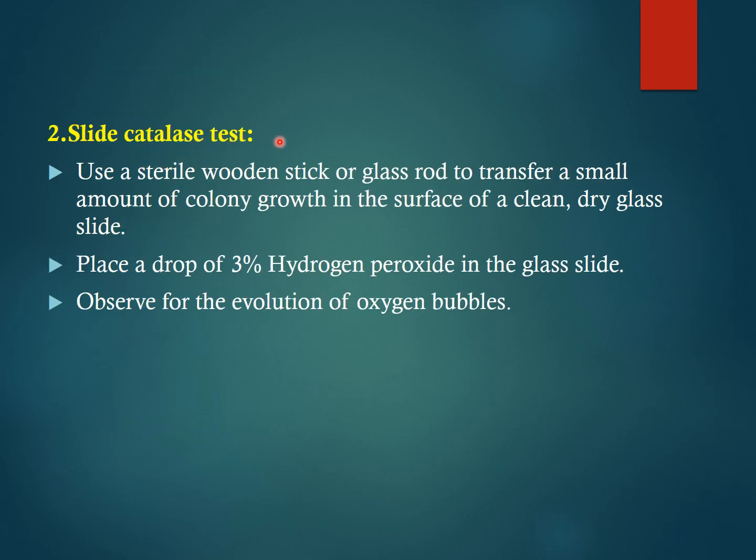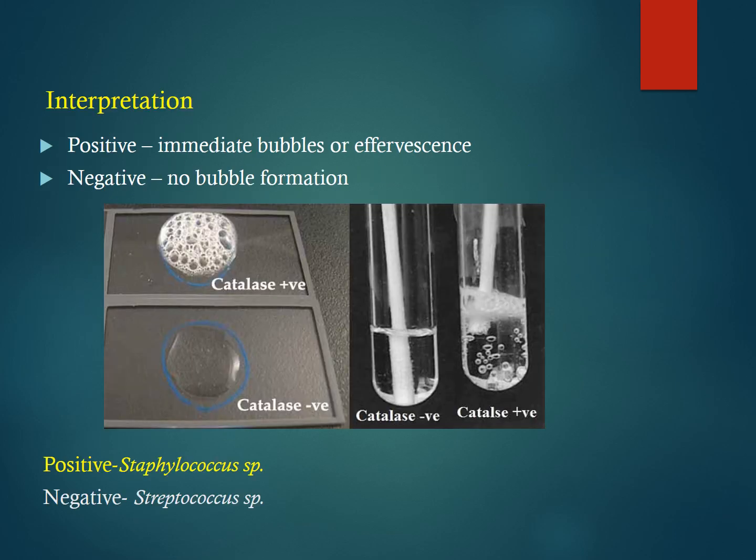In slide catalase test, use a sterile wooden stick or glass rod to transfer a small amount of colony onto the surface of a clean glass slide, and then place a drop of 3% hydrogen peroxide on the glass slide. After that, observe for the evolution of bubbles.